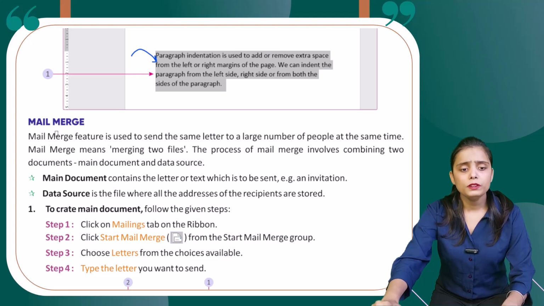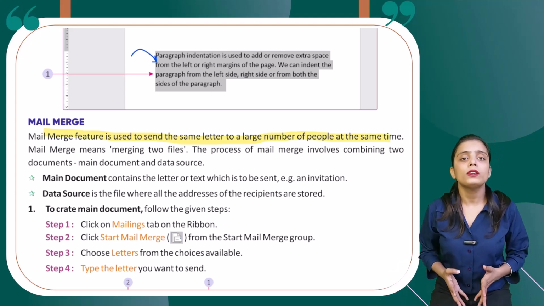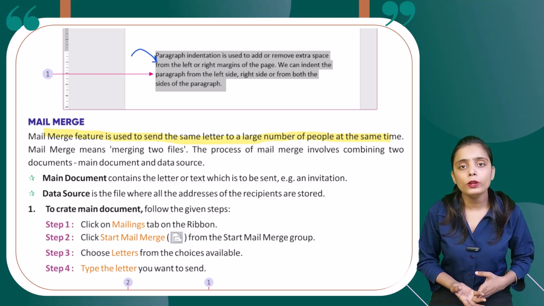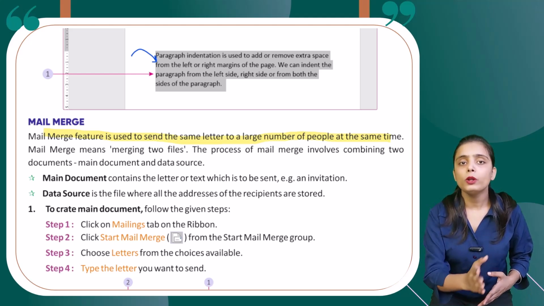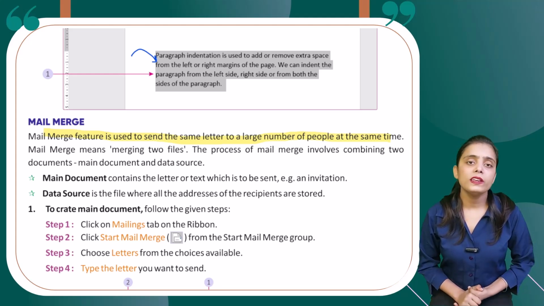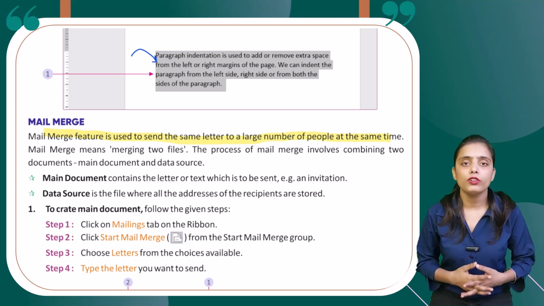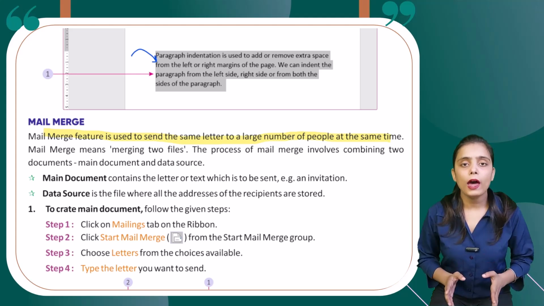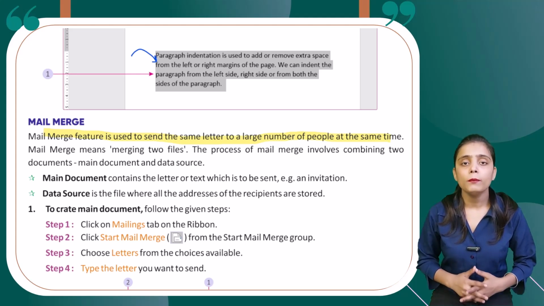The mail merge feature is used to send the same letter to a large number of people at the same time. Sometimes when you want to send the same letter to a number of people, you definitely are not going to send a letter to each person individually. It will take a lot of time. So in this case, we have a feature in Word called mail merge. So you can just type out your letter and you should have the contact list of the people to whom you want to send the mail.